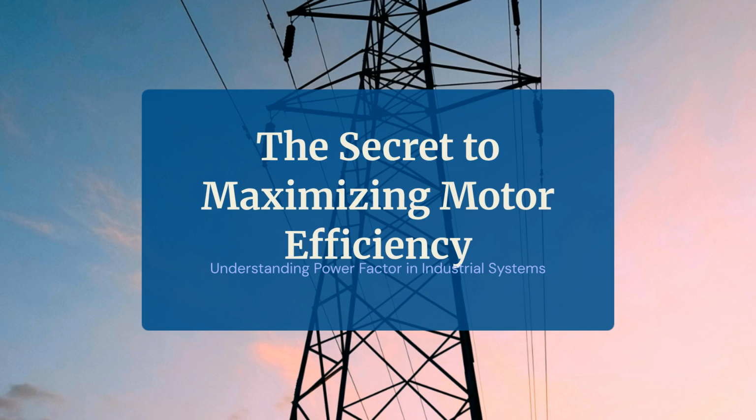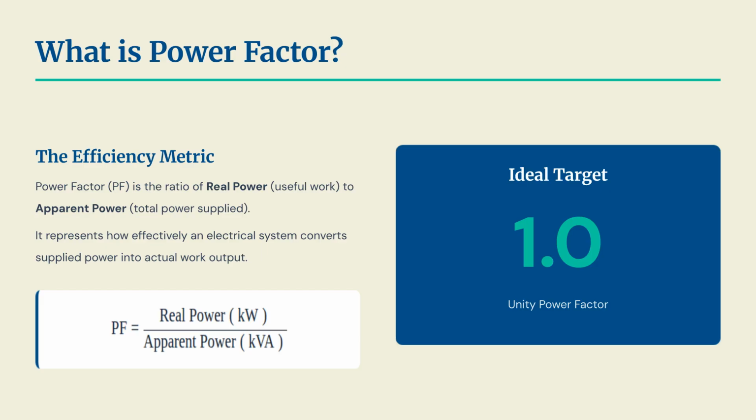Welcome to this video on maximizing motor efficiency by understanding power factor in industrial systems. Power factor, or PF, is the efficiency metric. It is the ratio of real power, which is useful work, to apparent power, the total power supplied. The ideal target is a unity power factor of 1.0.